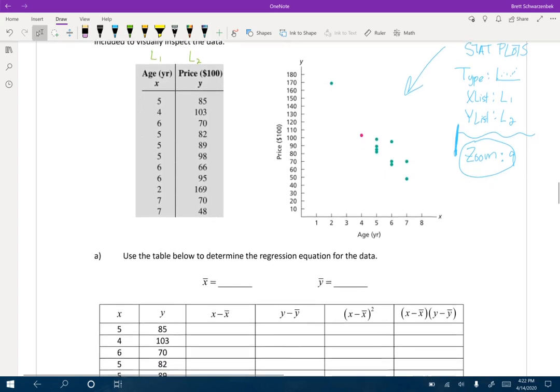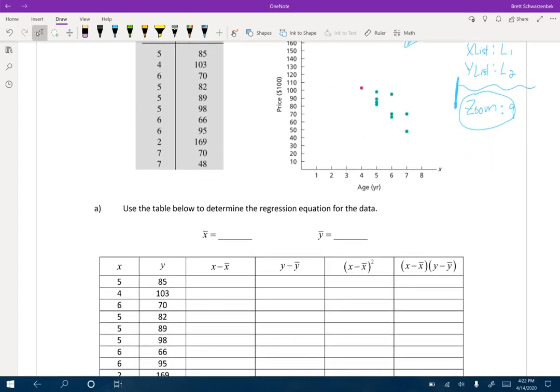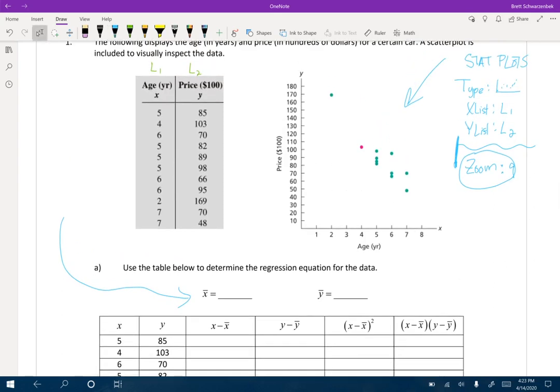Before we do that, of course, we do need to know the means of x and y. How can we do that? We can use 2-Var Stats L1, L2, which will give us those means. Those means are going to be 5.27 and 88.64.